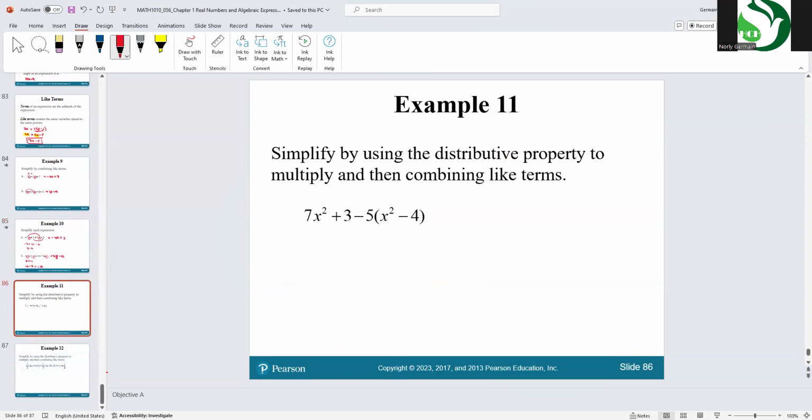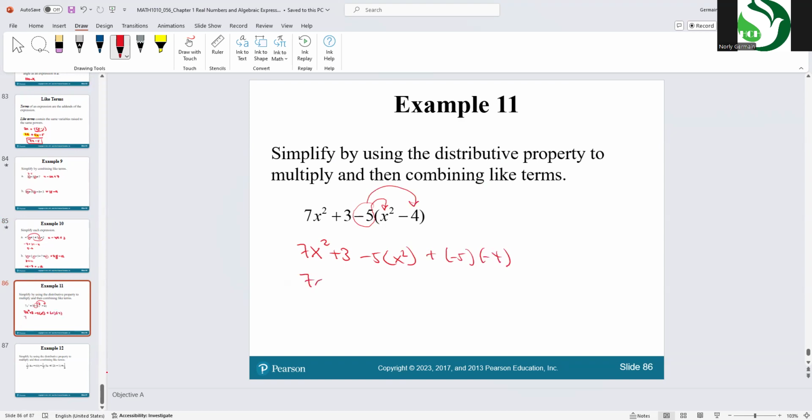Simplifying. Simplify expressions using distributive properties to multiply and then combine like terms. For example, here, look at that. You have negative 5 in front of the parenthesis. You need to do negative 5 times the first term because we're going to keep order of operations. We need to do parentheses first. So negative 5 times x squared. We're going to do the same thing also with negative 4, negative 5 times negative 4.